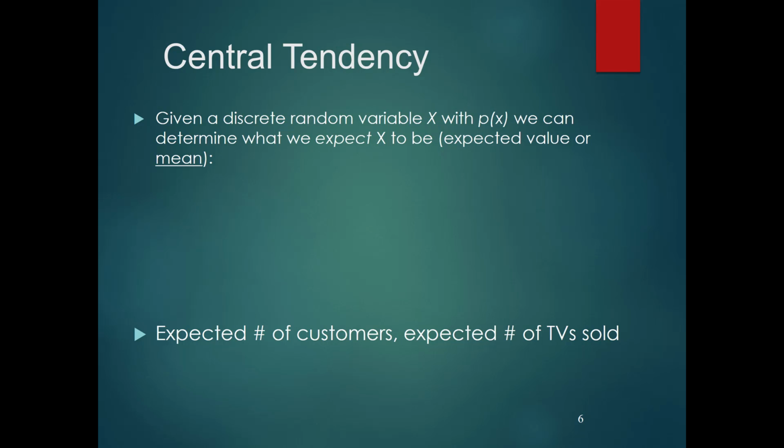Okay, so if we're given a discrete random variable, let's say number of customers is X, each value for X, like 2 customers, 3 customers, 4, will have a probability. We represent that with the P of X, and we can determine what we expect X to be, which is just another way of saying the mean. This is the equation, but we can do this easily in Excel. Each value of X, so 1 customer, 2 customers, 3 customers, times its probability, times how likely it will occur. And when you add those up, you get an expected value.